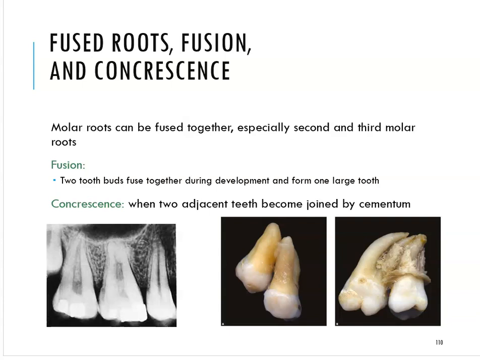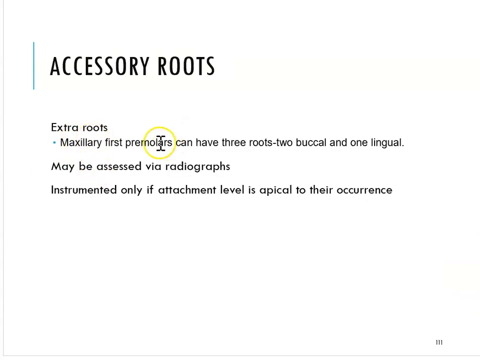Sometimes we can get accessory roots, and so the maxillary first premolar, we know they have two roots, but sometimes they could even have three roots, where there's two on the buccal side or facial side and one on the lingual side.